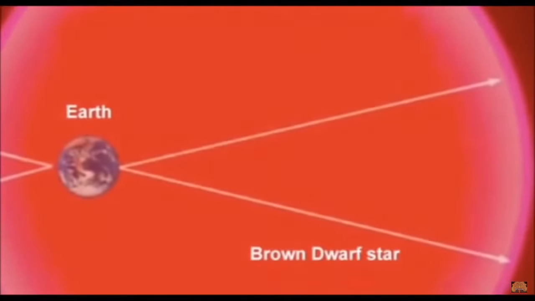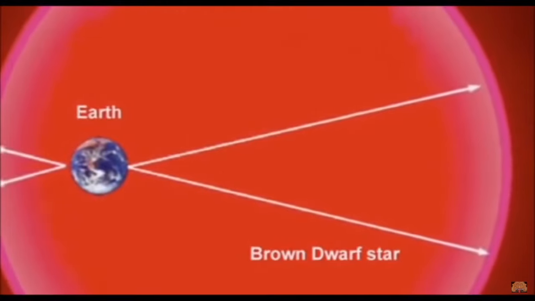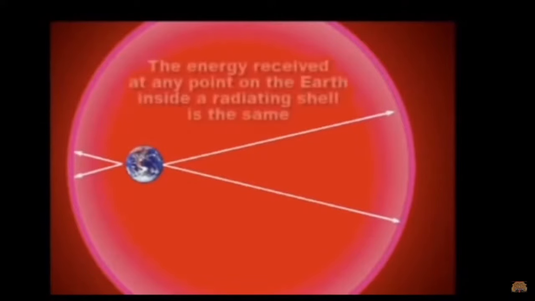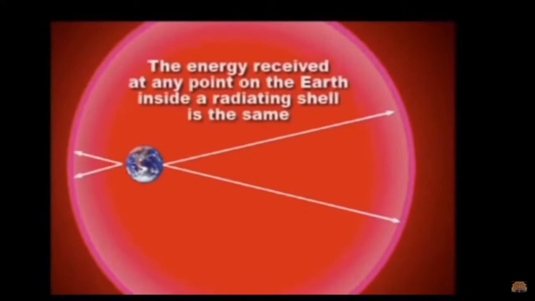Now, if the Earth, hypothetically here, was a satellite of a brown dwarf, that radiating shell would be quite enormous. It could have all of the satellites of that small star orbiting within that envelope. That whole radiating envelope puts energy on the surface of any orbiting planet equally on every square meter. So you would have no seasons, no day and night, and you'd receive ultraviolet light.